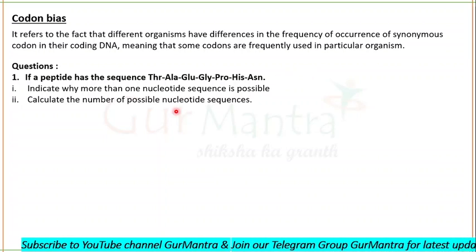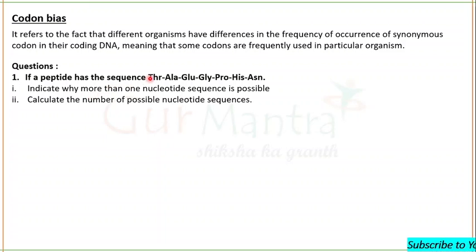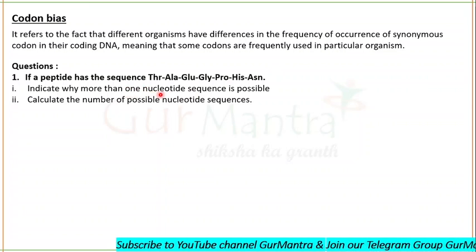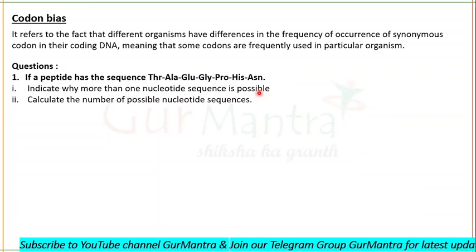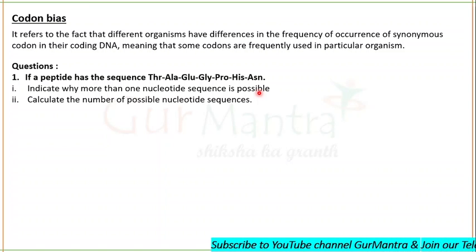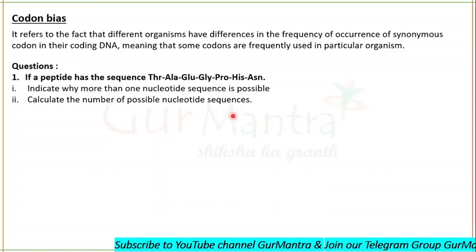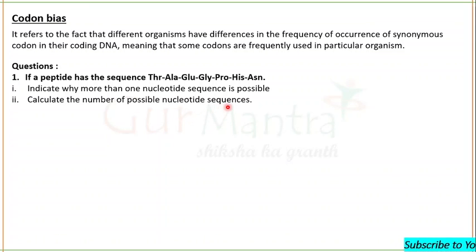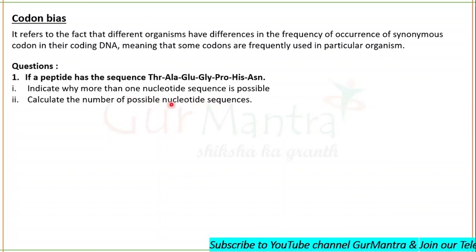Okay, here you have a question: if a peptide has the sequence threonine, alanine, glutamine, glycine, proline, histidine, asparagine, indicate why more than one nucleotide sequence is possible. Okay, you have to answer this: why more than one nucleotide sequence is possible. Fine. And the second one is calculate the number of possible nucleotide sequences.